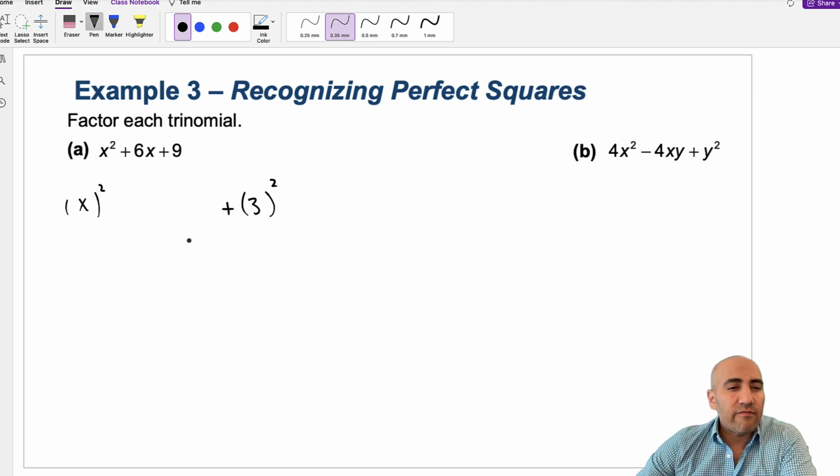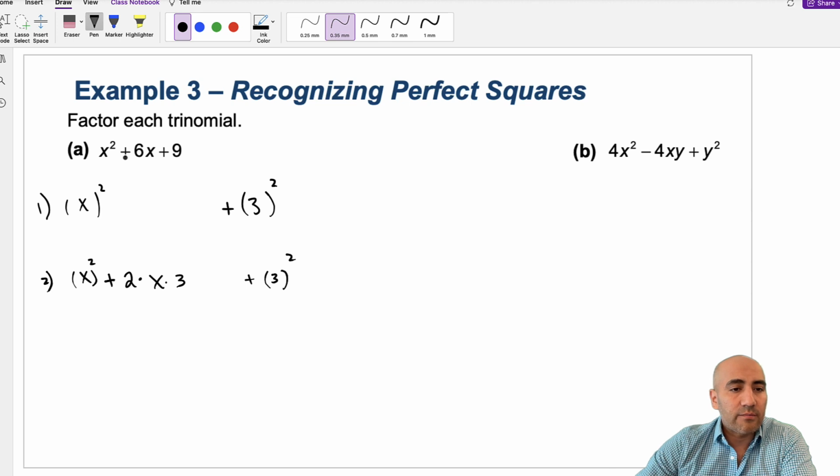And then I ask myself, is it true? Okay, I'll put it in steps. Step 1, do that. Step 2, let's copy this down, x squared, and then plus 3 squared. And then I fill in the blank here and I ask myself, is it true that the middle term here is equal to twice the 2 terms that you're squaring? Is that true? And then put a plus there because there's a plus there. And yeah, that makes it a 6x, which is that guy.